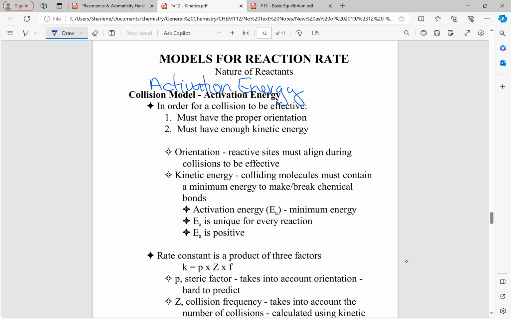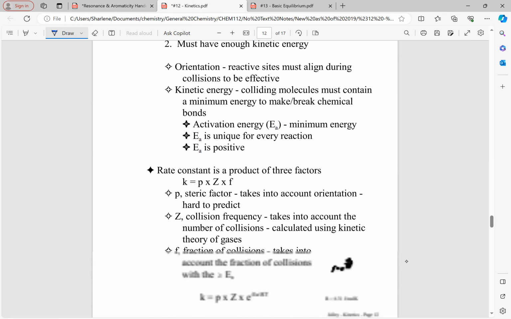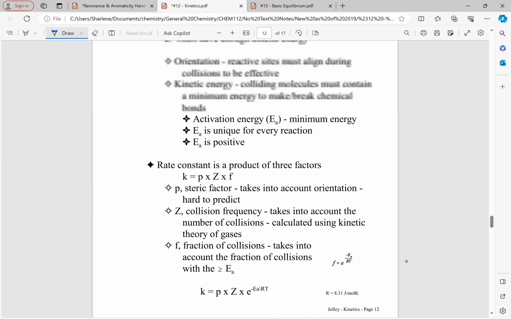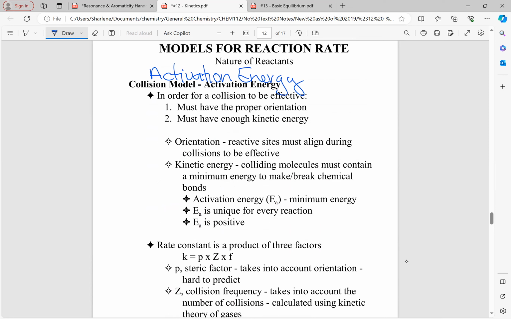All right, so we're going to do the collision model theory, and then we're going to do the transition state model theory. Well, why in the world are there two theories? No theory usually covers 100% of all the details. And so we just have two, that are very complementary to each other, but they approach it in a different way. All right, so the collision model theory talks about, surprise, whether the collisions are effective.